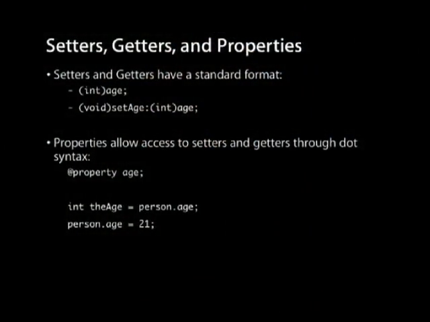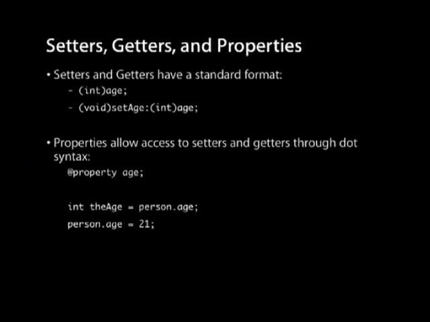Setters, getters, and properties. This one is very useful as you go forward. There's a standard format for setting up setters and getters on objects. If you want to access an object's age, as for example here, the format is the return value, which is the type, followed by the name of the parameter. And if you want to set the value, it doesn't return anything here, void. You call it setAge with a capital A, and you assign the value as whatever type it is.